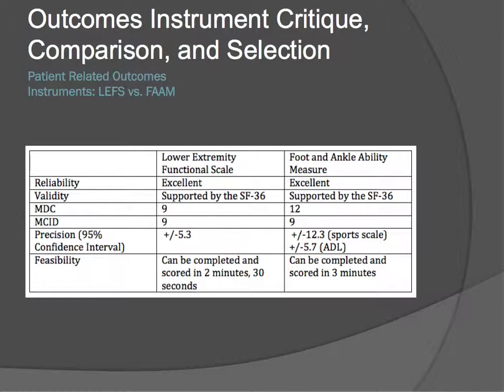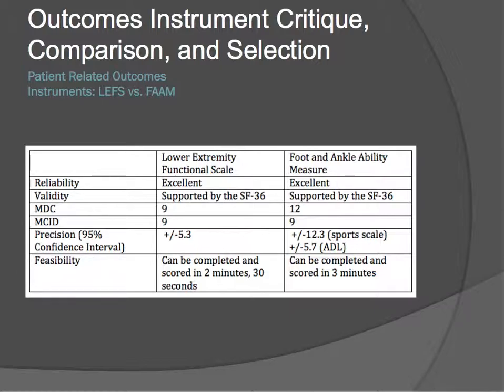This project will compare two patient-related outcomes instruments, the lower extremity functional scale and the foot and ankle ability measure. Both have been rated as excellent in reliability. Both are supported by the SF-36 form as being valid. The minimum detectable change for the lower extremity functional scale and the foot and ankle ability measure are 9 and 12 respectively. Both patient-related outcomes instruments have a minimum clinically important difference of 9 points.